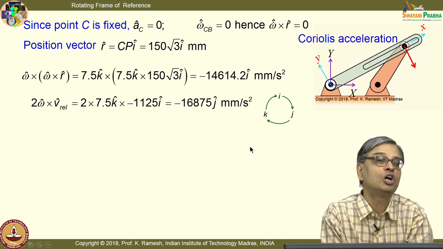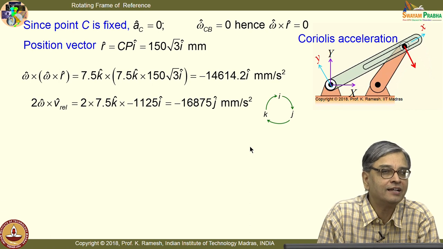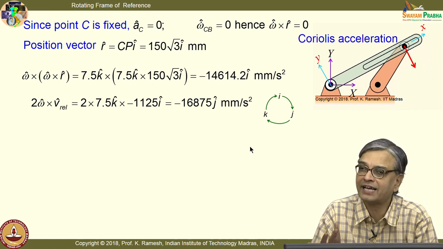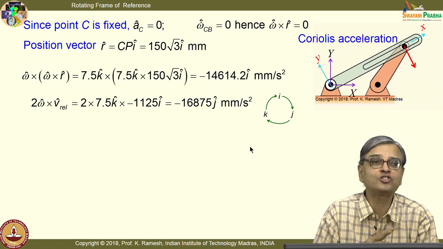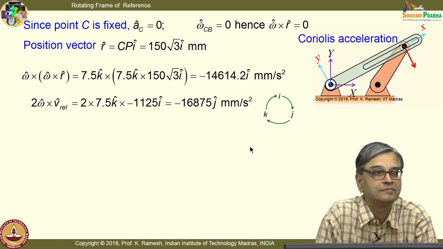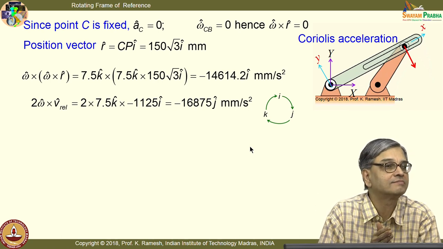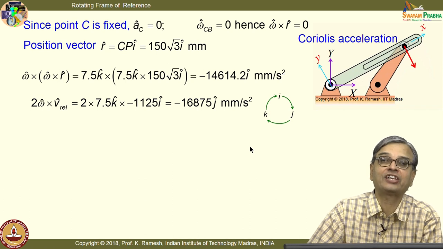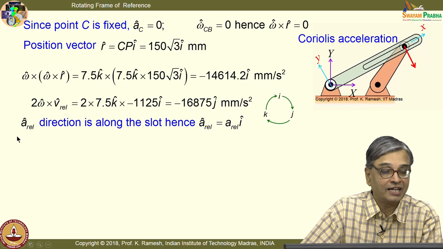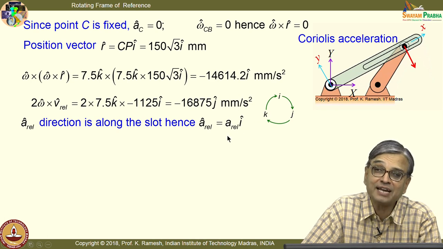Now, can you tell me what you know about A R L? The problem itself says that you have to determine the relative acceleration value as well as direction. Can you comment at least on one of the two, magnitude or direction? I said when you are sitting on a rotating frame of reference, I would see the particle move along the slot. So, what you have to recognize here is that ARL direction is along the slot and hence ARL equals ARL i. It is a very, very important statement.